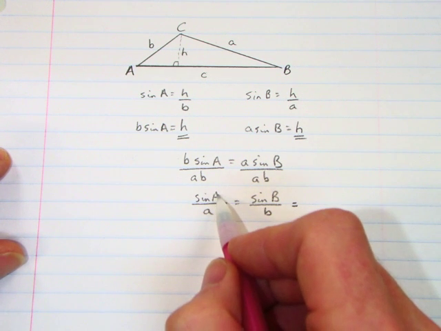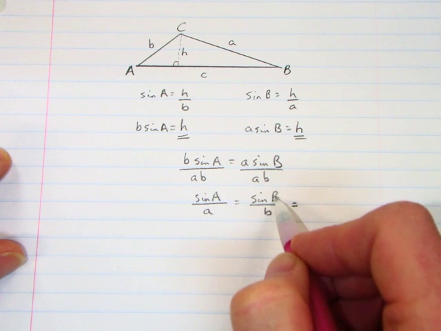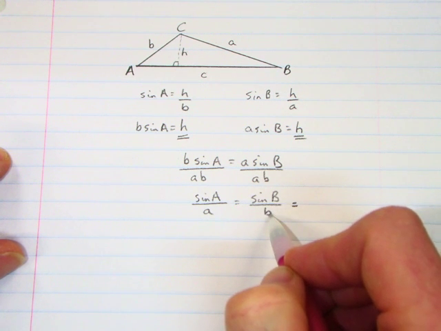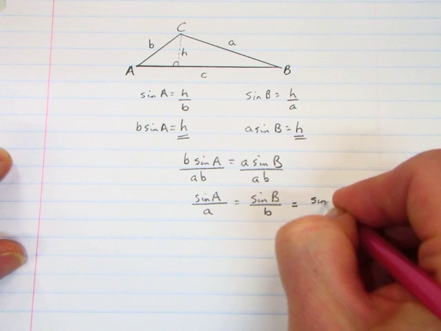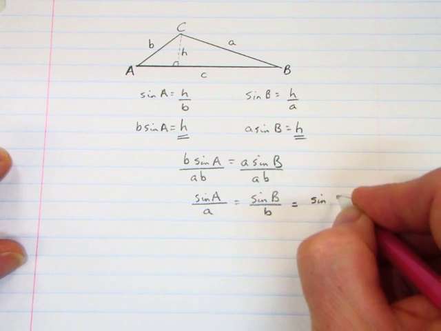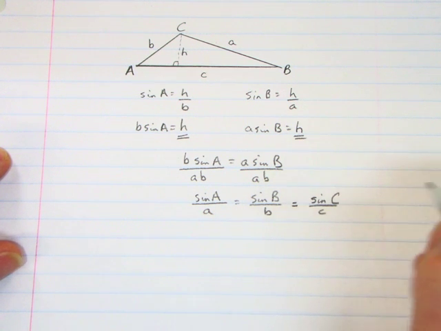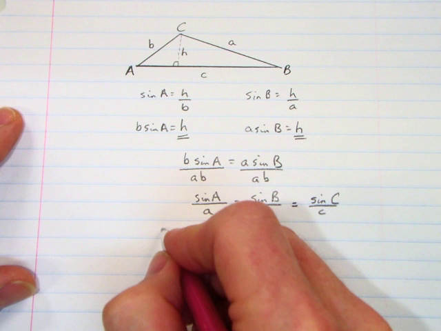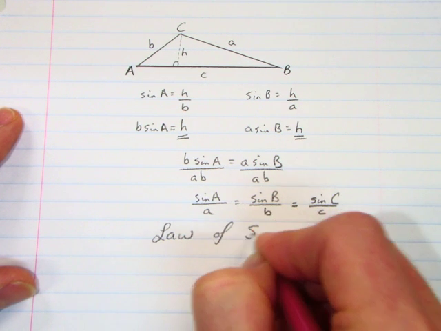We have sine of an angle over its opposite side equals the sine of another angle over its opposite side. What's the third piece? It's going to be sine of, well, what angle is missing? C over its opposite side. And this is known as the law of sines.